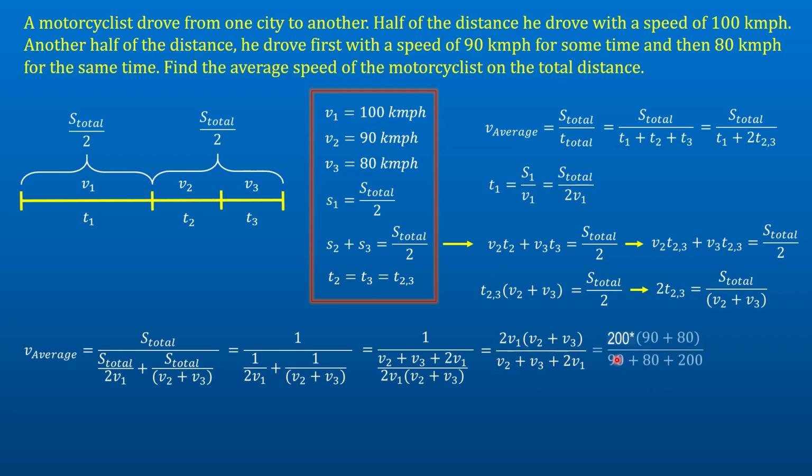Then we'll get this expression. Ideally, when you write the speeds, you also need to include the kilometers per hour for each speed, but I didn't include it because it would take too much space. So if we divide numerator by denominator, the answer will be about 92 km per hour. So this is the final answer.